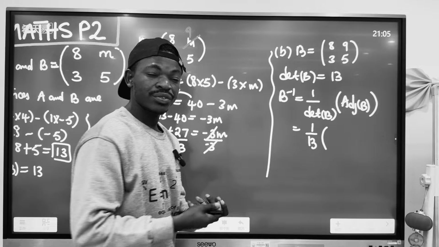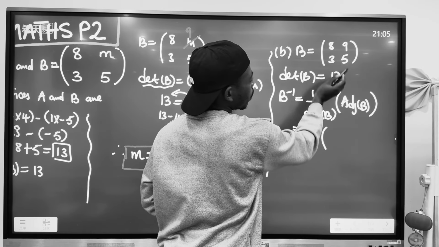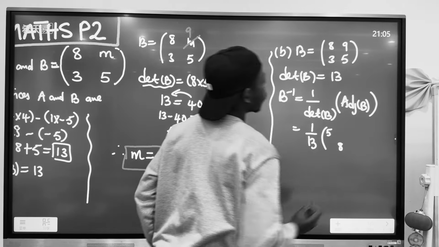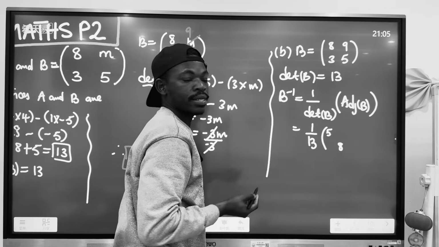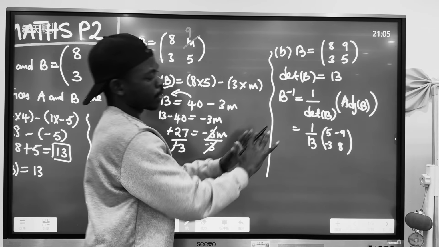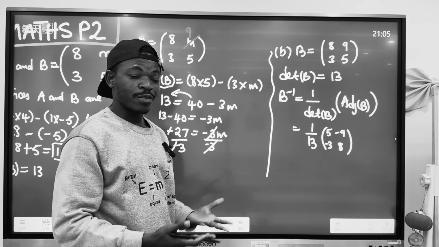For a 2 by 2 matrix, it's super easy. You simply swap the elements on the leading diagonal, so this will be 5 there, then 8 there. Then you change the sign of the other two. So this will be -3, -9. It's okay to leave it here. The examiner will still give you the full marks.